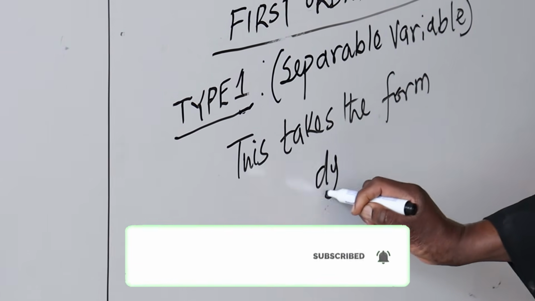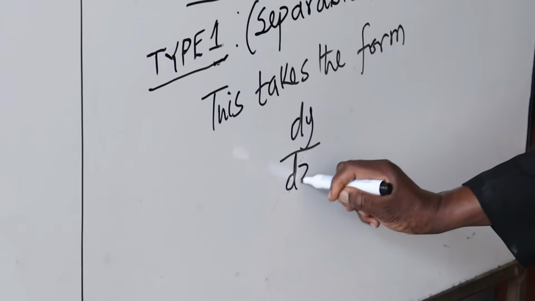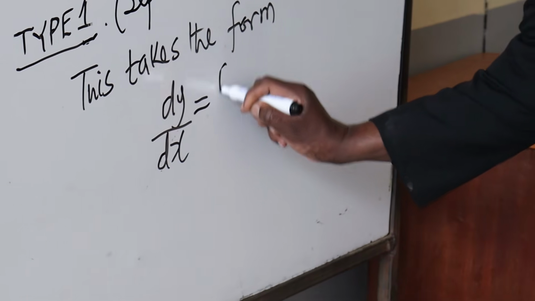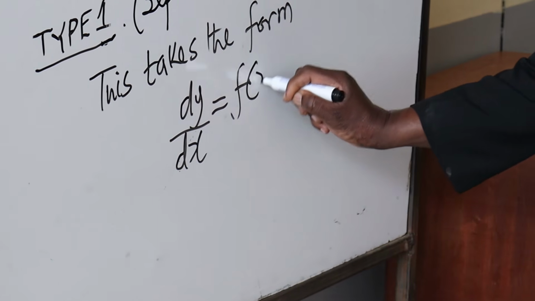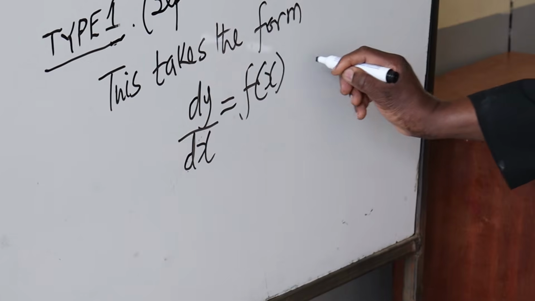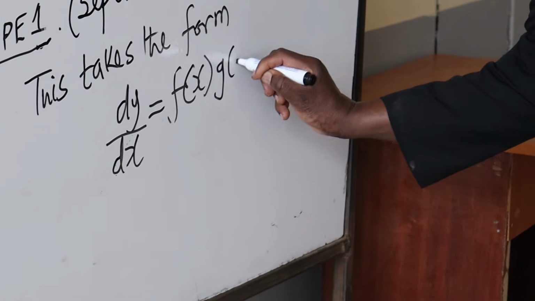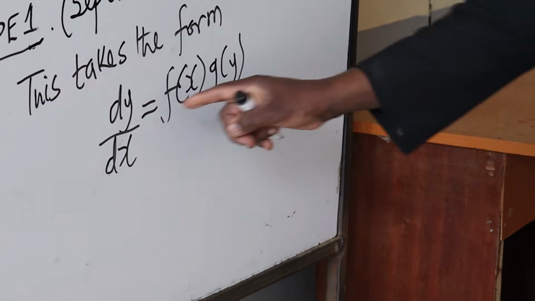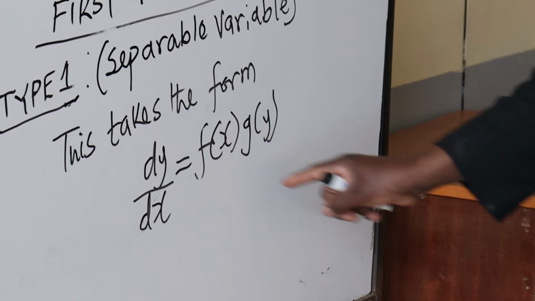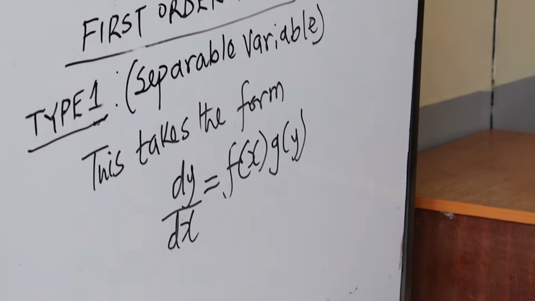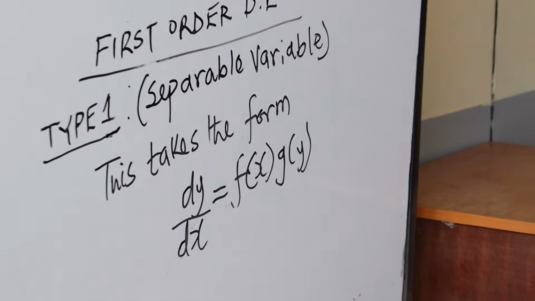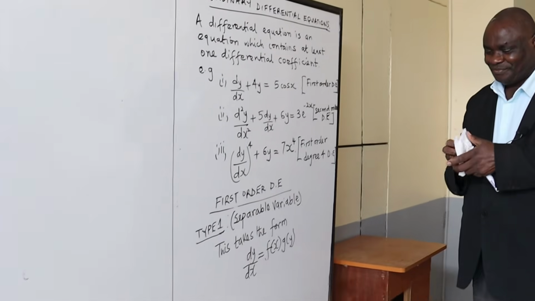dy/dx is equal to a function of x multiplying another function of y. So dy/dx will be equal to f of x times g of y.